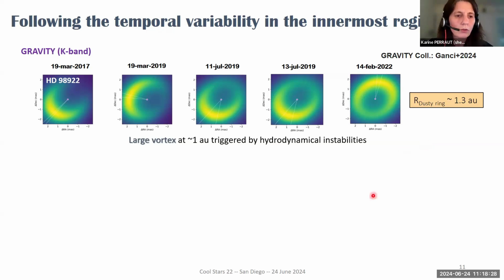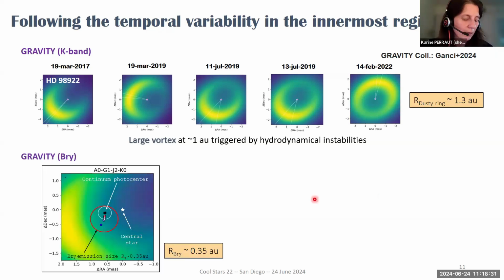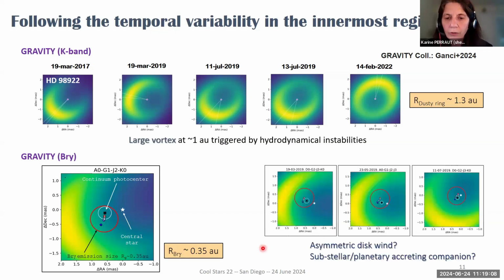For this object, we also have a measurement in the Brackett gamma line, and this is what is coded by the color circle here when we measure the photocenter of the emission in the Brackett gamma line. We derive the size of the Brackett gamma emitting region of 0.37 AU, so much more compact than the inner rim of the dusty disk. And we can so locate the emission as a function of the velocity, and we can do that for different epochs.